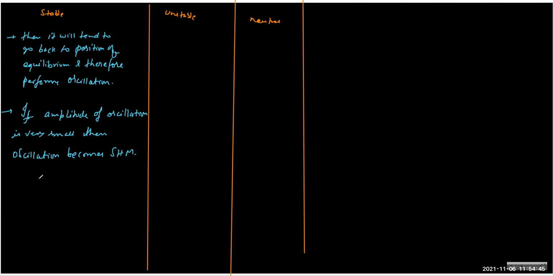So in this case, it will perform the oscillation. And the second thing, which is very important from the point of view of examination: if the amplitude is small enough, then oscillation becomes simple harmonic motion. We call it SHM, and very soon we are going to learn it, hopefully after the rotation chapter.